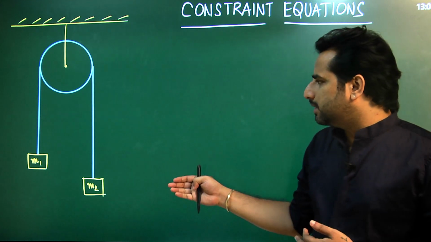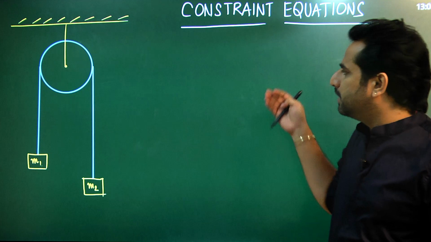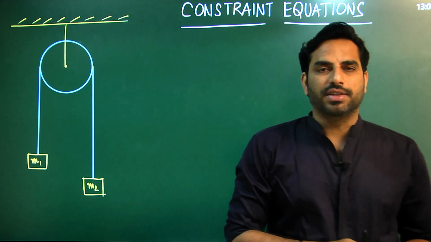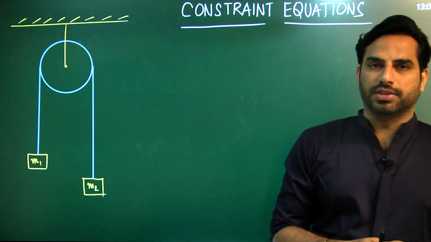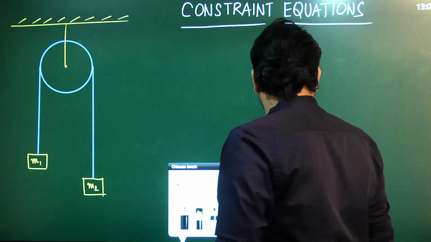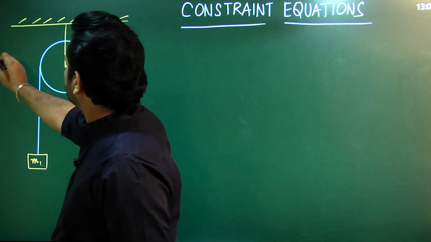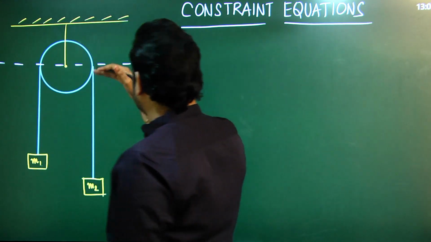But I am taking this just as an example to understand the steps that we have to follow to derive constraint equations for any system which is having multiple pulleys and blocks. Step number 1, take a fixed reference line. So in this case, this line would be the fixed reference line.